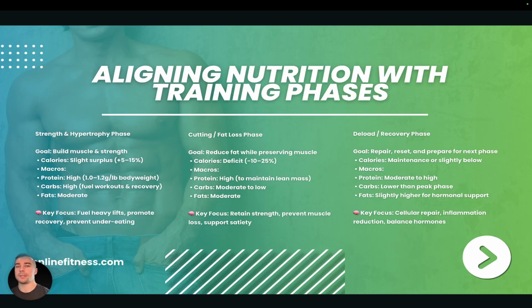And so what you're going to do is consume a little bit less, roughly 10 to 25% less than what you would consume from those maintenance calories. That's what that percentage means. So your macros, you're still going to have high protein. The reason for the high protein is to help maintain lean muscle mass. You're going to have moderate to low carbs.